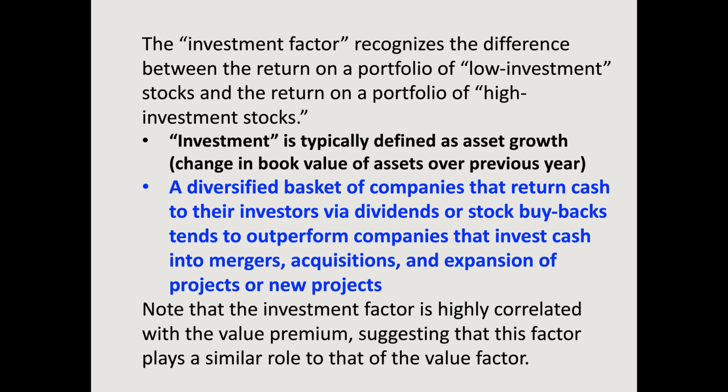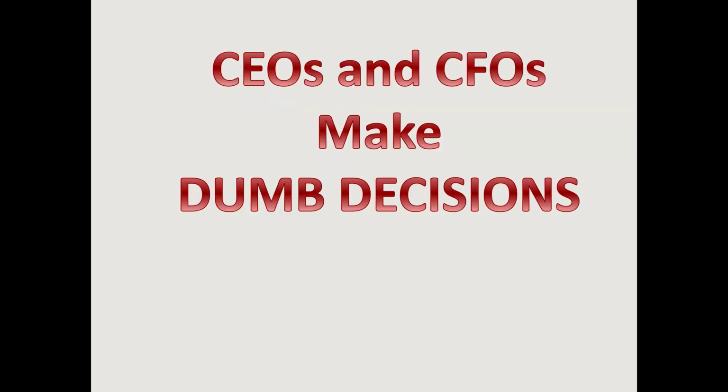Yeah. So how do we explain the investment factor? CEOs of companies and chief financial officers, and I know some of you are in corporate business finance, make dumb decisions when it comes to cash. They think that, hey, I'm going to take this cash and I'm going to buy this company and we're going to merge it into this other company and there's going to be a lot of synergies and we're going to make this expected rate of return, and the expected rate of return doesn't happen. They would have been better off returning that cash to their shareholders.